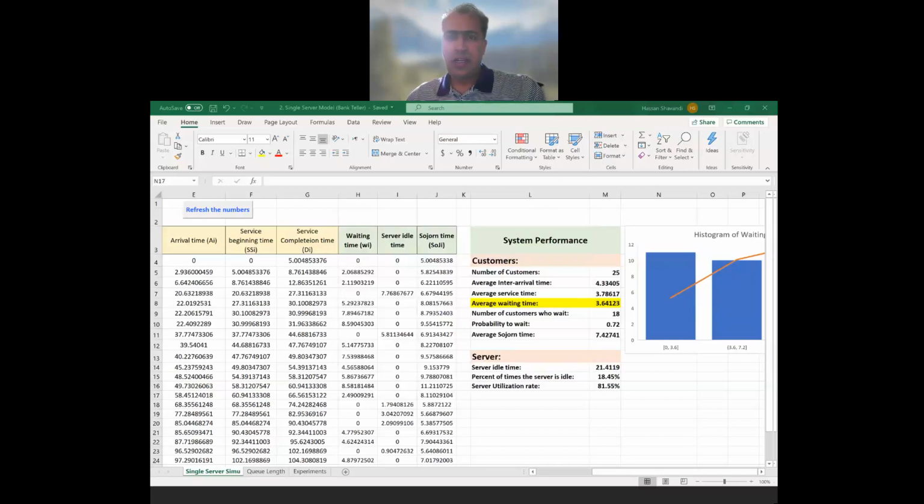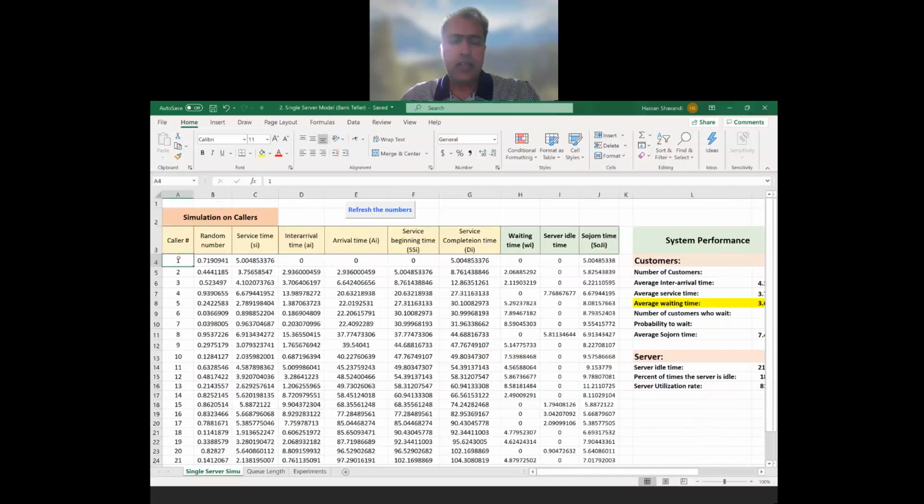Hi again. Here I'm going to show you how we can simulate the single server queuing system in Excel. As I said, for simulation of discrete event systems in Excel, we need to track each customer explicitly, right? So we will go customer by customer, and we'll obtain the performance measures for each customer.